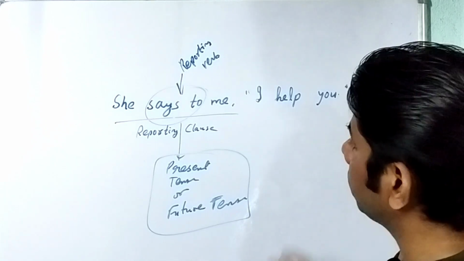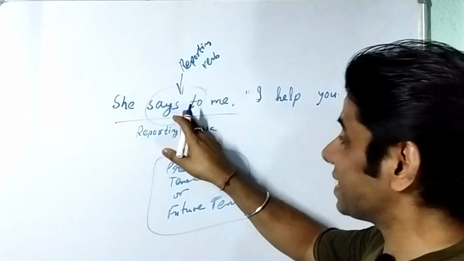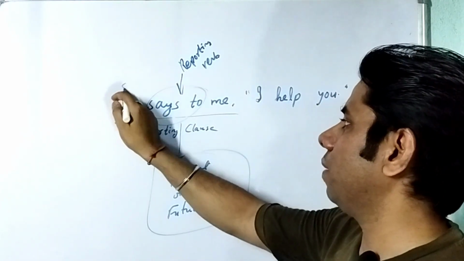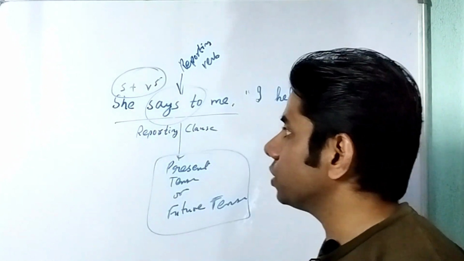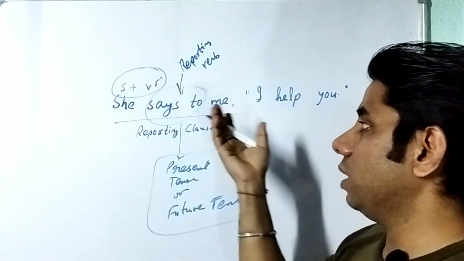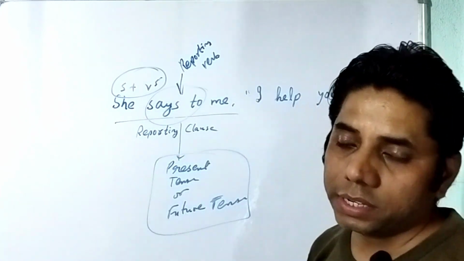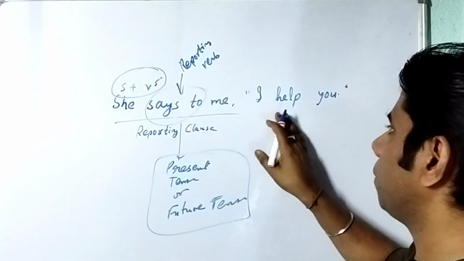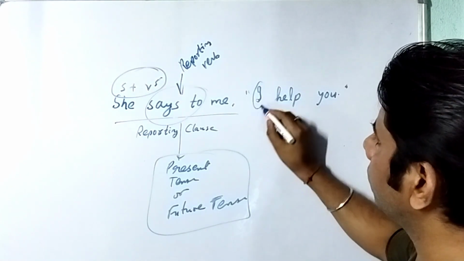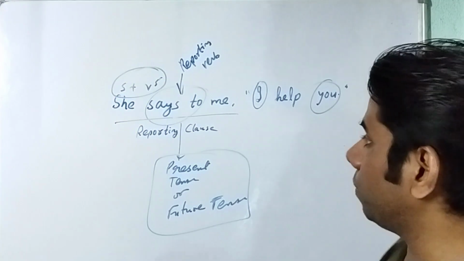So what should we do here? Listen carefully. Here it is given says, that means subject, and after that V5, and we know very well that this group of words is showing the present tense. So we should not change the verb of this tense; we only have to convert the first person and second person, whatever is given there.